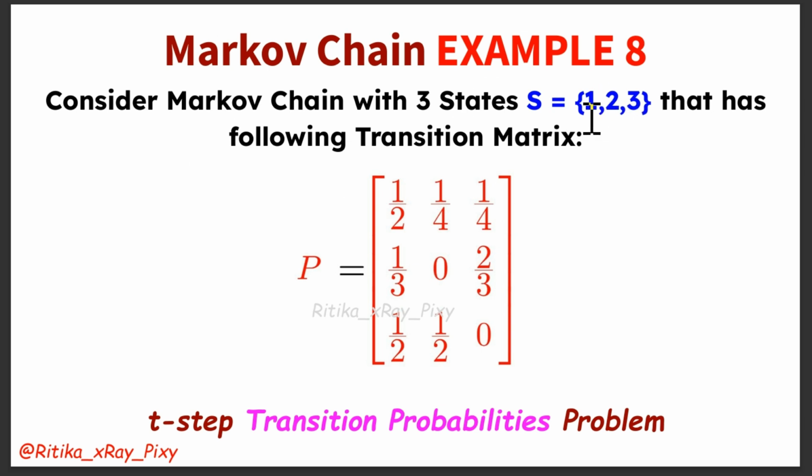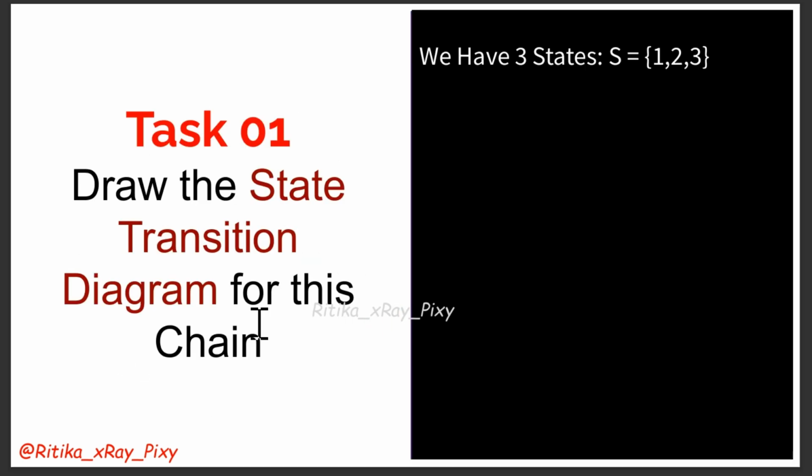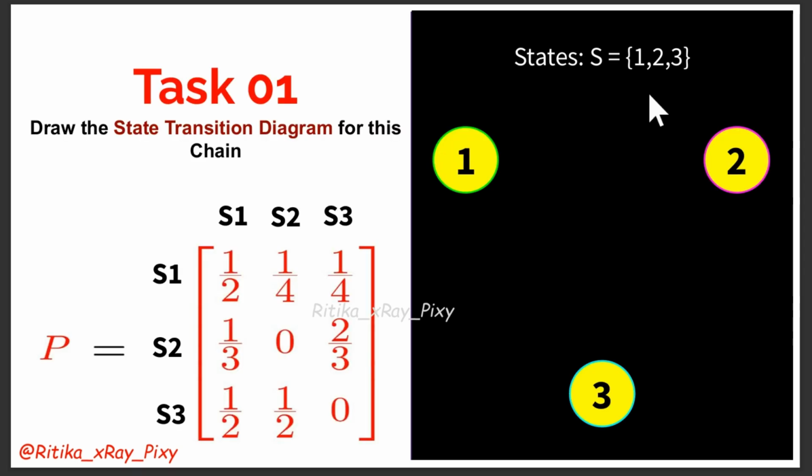Consider a Markov chain with three states. So we have three states 1, 2, 3. This is the state space. We have three states 1, 2 and 3 that have the following transition matrix. You can see here P is equal to the transition matrix. Now we first have to draw the transition diagram for this chain. So how will we draw the transition diagram? First we have three states 1, 2, 3, so first we draw circles that represent our three states: state 1, 2 and state 3.